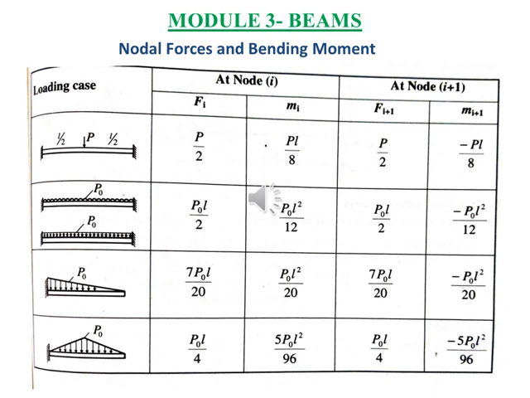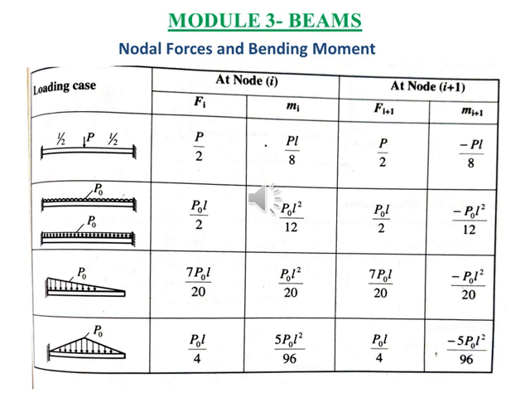If it is a uniformly distributed load, UDL, P naught, as shown in the second row, then at node 1 the force will be P naught into L divided by 2 and the bending moment will be P naught L square divided by 12. For node 2 it will be again P naught L divided by 2 and the bending moment will be minus P naught L square by 12.